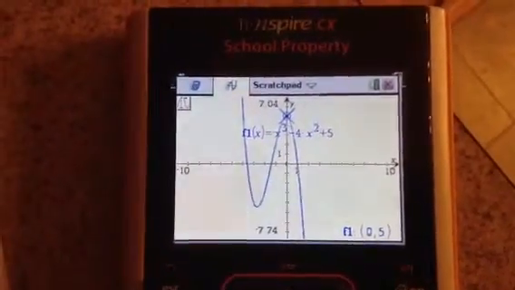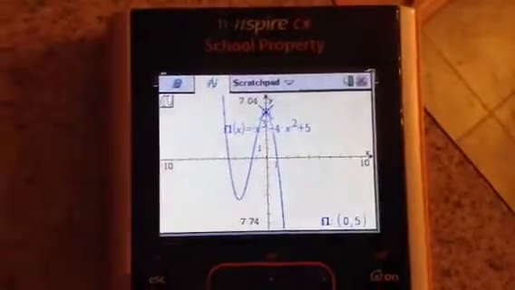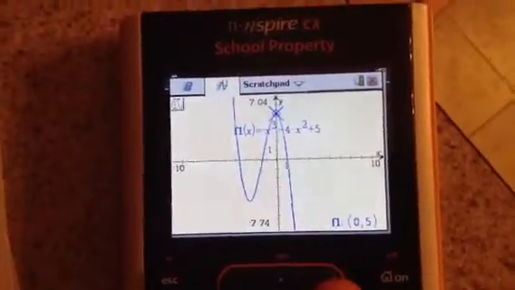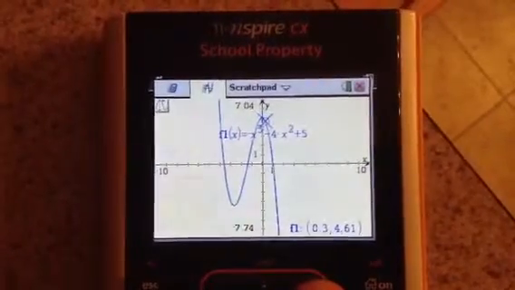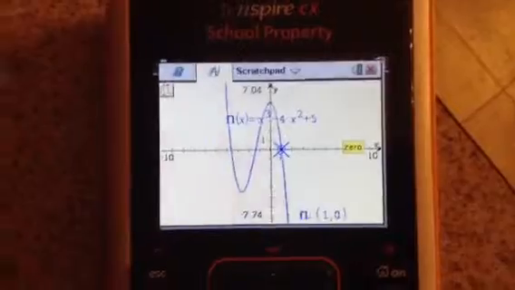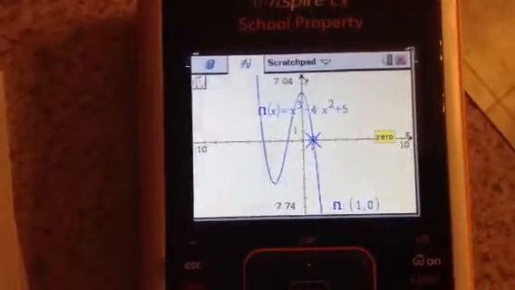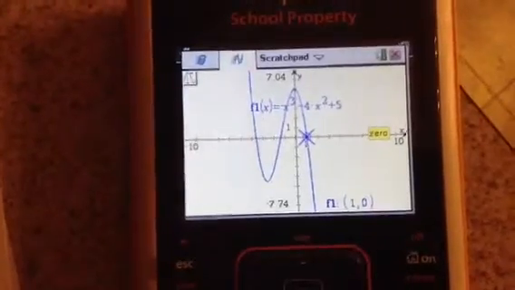But if we go back to our question real fast, I want to locate the zeros of this function. So I'm going to go over here, and I'm only going to be concerned about the points that are zeros. Alright, so I'm going to press to the right, and I'm going to go find one. Alright, there's one. So I'm going to jot down 1, 0 on my paper.